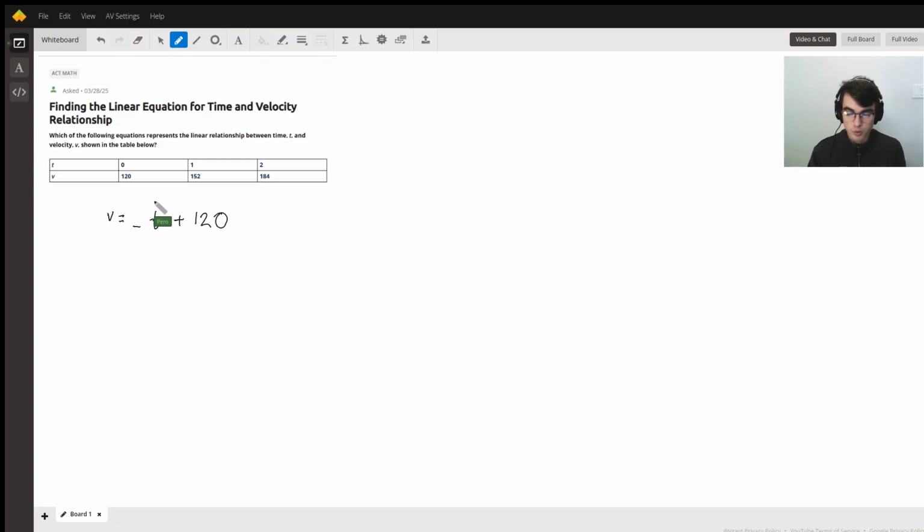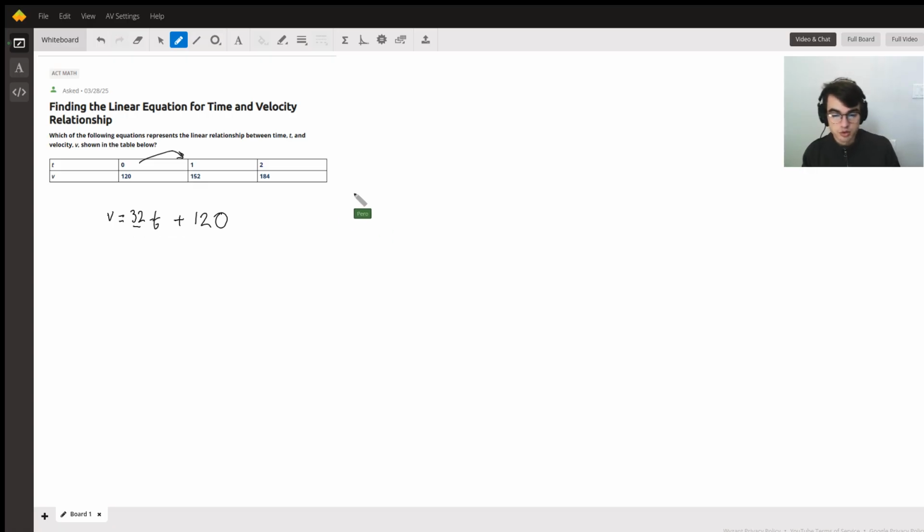What we might also notice is that this is a jump of 32, and this is a jump of 32 again, which means we have a linear relationship. It is increasing linearly by 32 for every t. And so this is the solution for our problem.